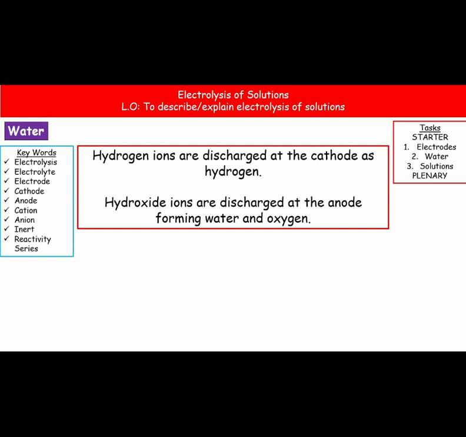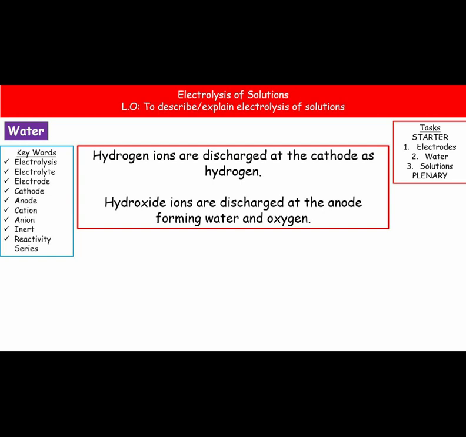Okay, so as we've just said, the water has been split into hydrogen ions, which are positively charged, and hydroxide ions, which are negatively charged. Now, hopefully we remember that the cathode is the negative electrode, so it's going to attract the hydrogen ions because opposite charges attract. So the hydrogen ions are then discharged at the cathode, and what they will form at that point is hydrogen gas. So we'll be able to see these little bubbles of gas being given off at the cathode, and if we were to test it, we'd find it was hydrogen.